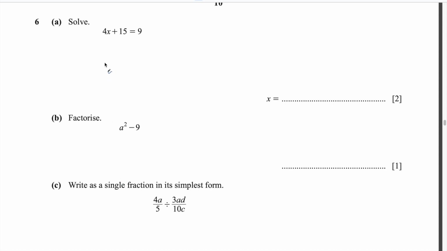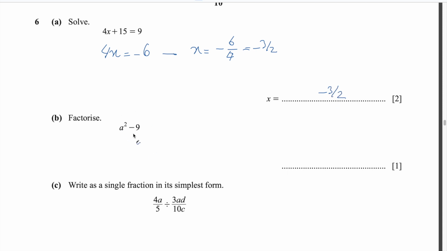Next question, it says solve part A, solve for 4x plus 15 is equal to 9. It's a simple linear equation. 15 is transferred to the other side, it will become negative 6, so x will be negative 6 over 4, or negative 3 over 2, or negative 1.5.